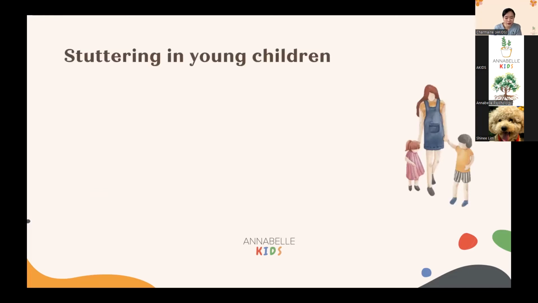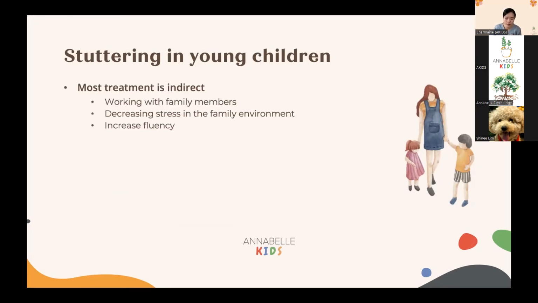Okay, in young children, stuttering frequently begins, and there is a research paper that said most commonly it begins between the ages of 2 and 3.5 years. And because of that, treatment is mostly indirect because we work a lot with parents, with family members. We are working to decrease stress in the family environment, and we are trying to increase fluency in their speech or increase the fluent behavior.